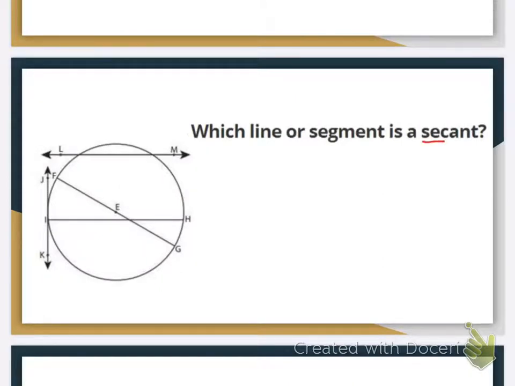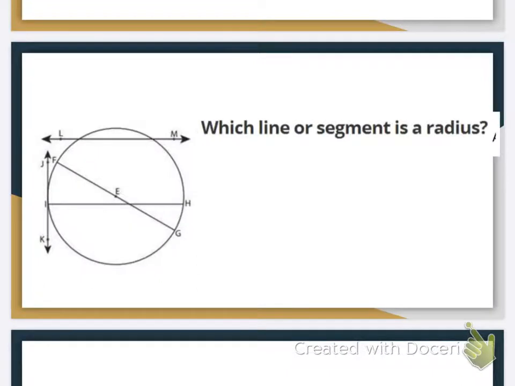Which line segment is a secant? Remember, secant has that sec at the beginning, which implies it hit twice. Secant lines intersect a circle 2 times. So our secant line would be LM or ML. It hits twice, keeps going.